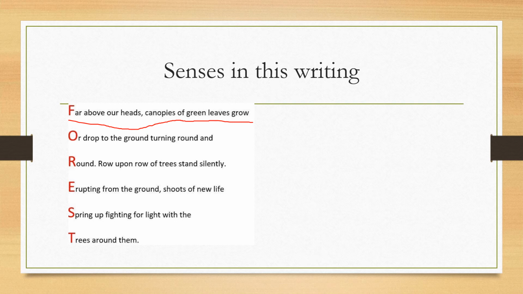On the next bit, "Rows upon rows of trees stand silently." So it's telling you that the forest is really quiet. How would that make you feel if it was really quiet? There could be different emotions there, couldn't there?